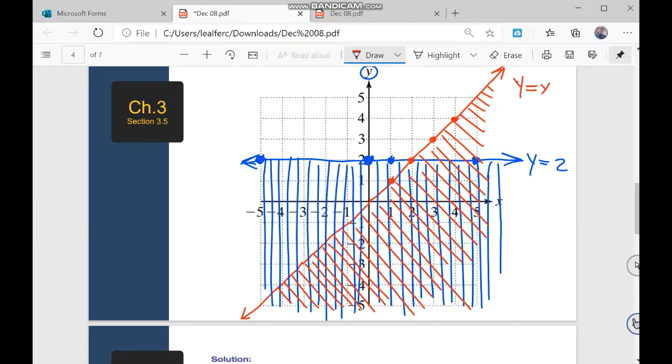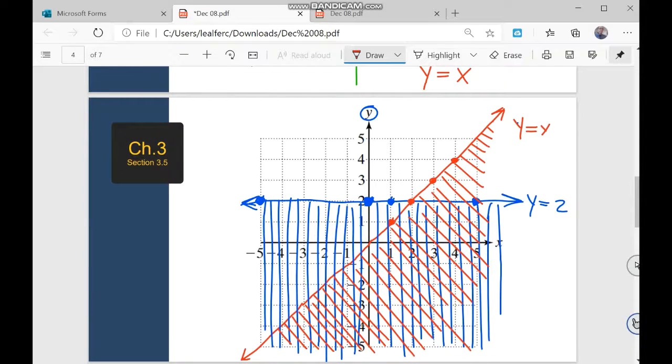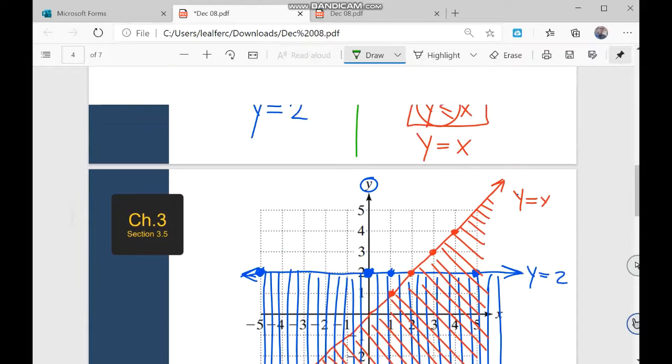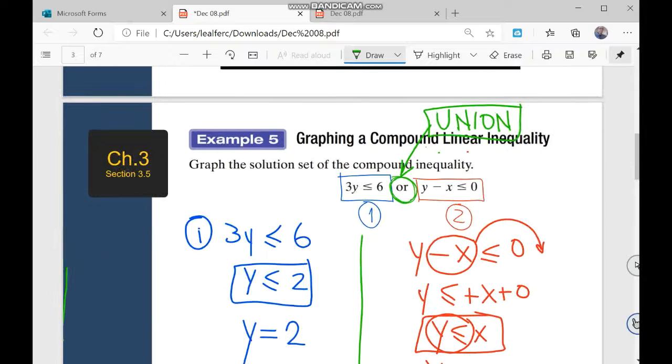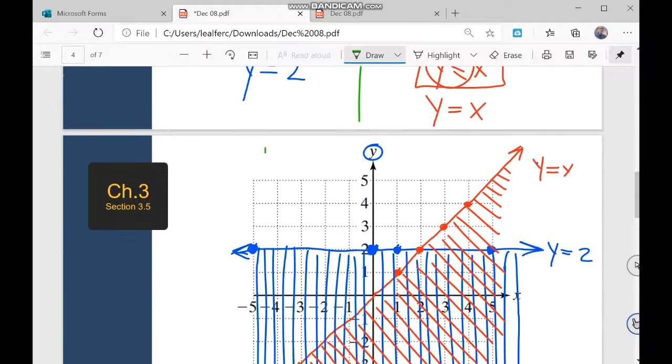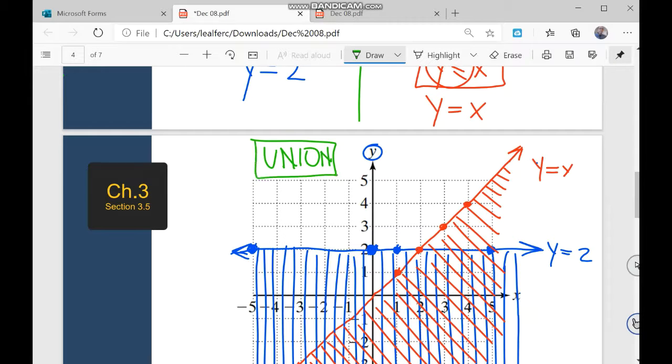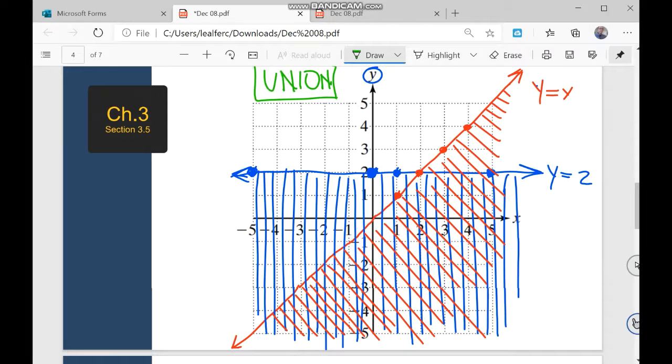And that's it. This is our graph. Remember, what you're doing here is intersection or union. What we're trying to find is union. We're working on union, so this is going to be union. Everything that's red, that's blue, and that's red and blue, it belongs to the solution. So the whole area that has any color is the solution for our compound inequality. Okay?